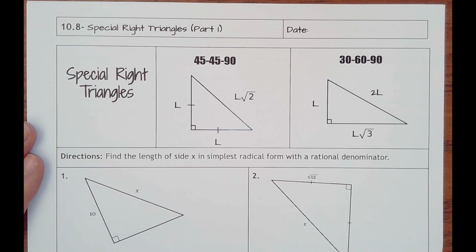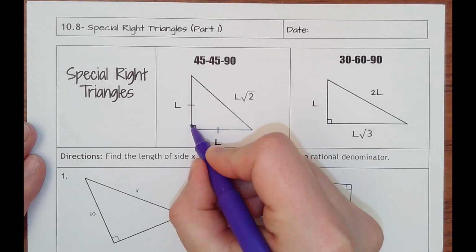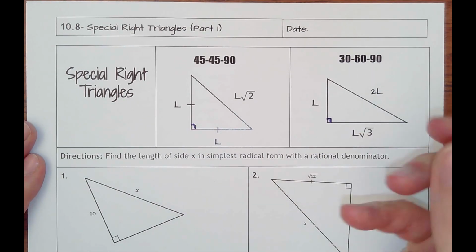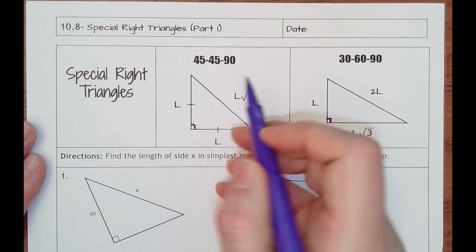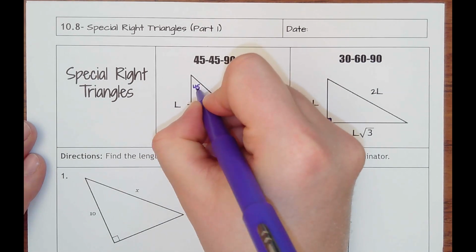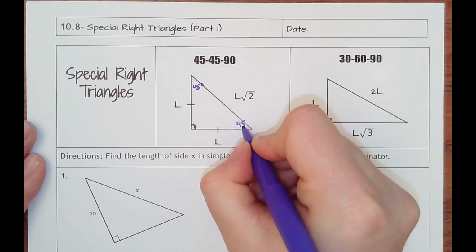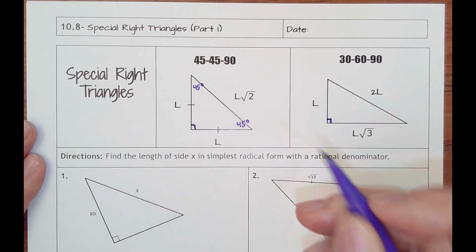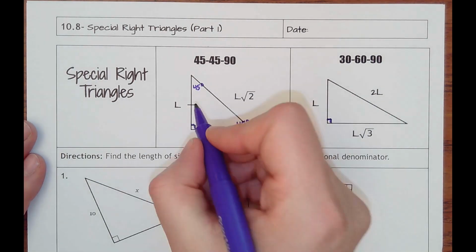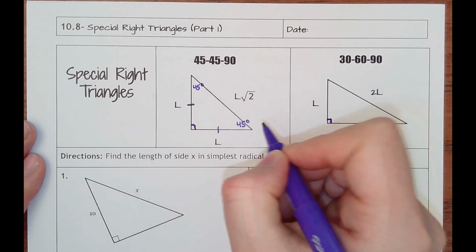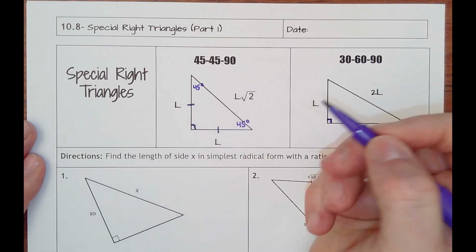So there's two different types of special right triangles. Right meaning we have a 90, and so we're either going to have a 45, 45, and 90. So that would mean this is a 45 and this is a 45, because that would add to make 90, plus 90 makes our 180. So what that tells me is this is an isosceles triangle where these legs are congruent.